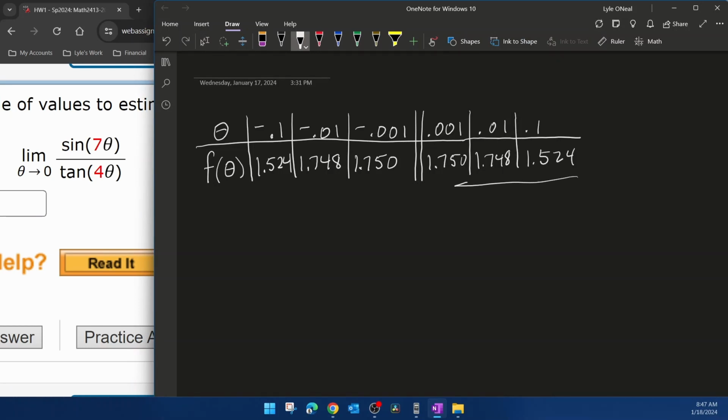Now, look what happens as we approach 0 from the left and right. It appears that we're getting close to 1.750. And I think if we added more zeros, in other words, if we got even closer to 0 from the left and the right, that this value would end up being 1.749999, lots of 9s, which would round to this value. So now what we want to do is go to Desmos and verify this result graphically.